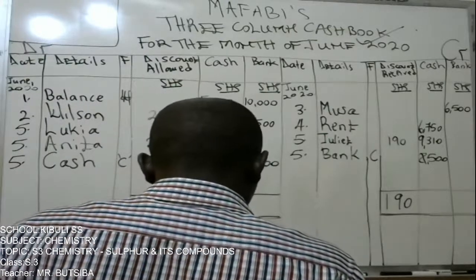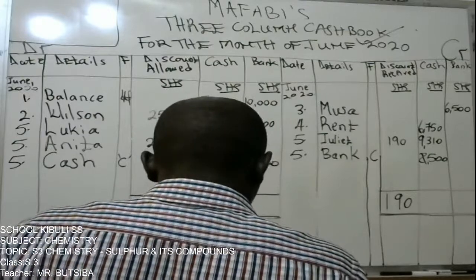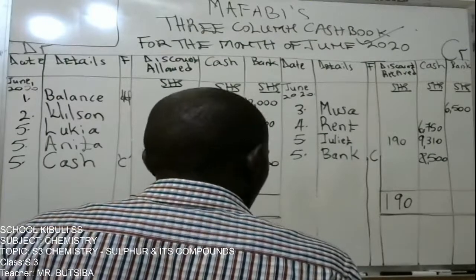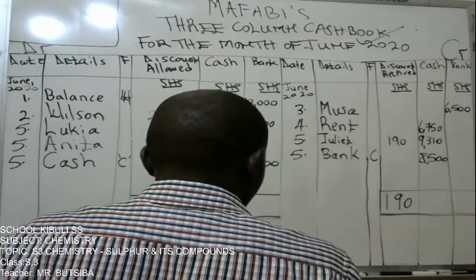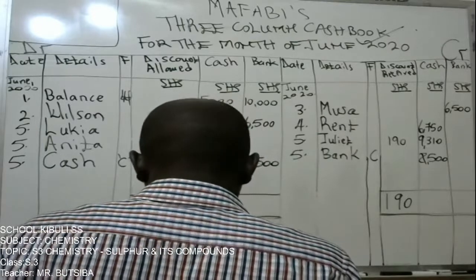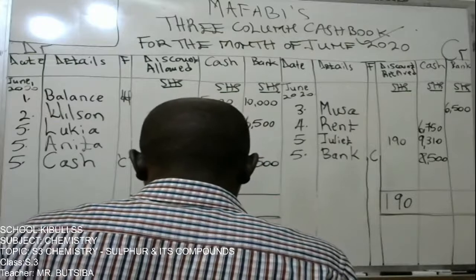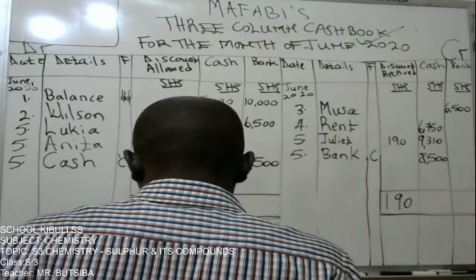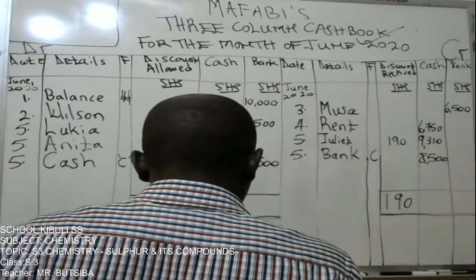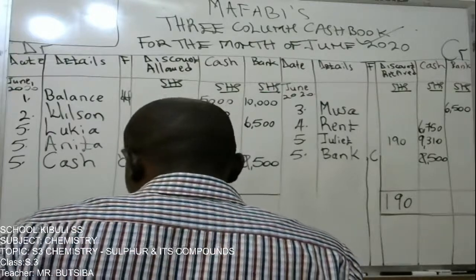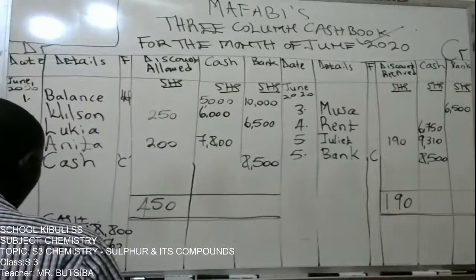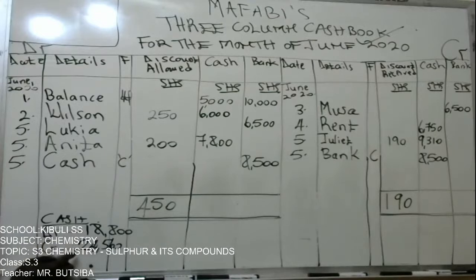Let's confirm these totals again. It's 6,750 plus 9,310 plus 8,500 plus 8,500, 24,560. So when you look at the totals on the debit and credit, which one is bigger?